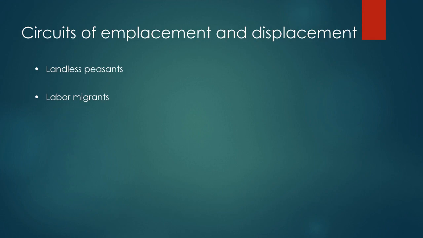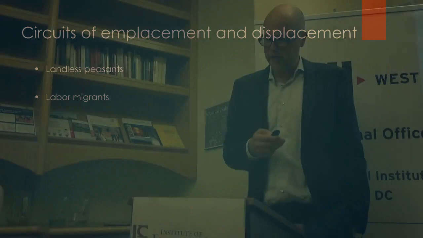Other examples, labor migrants, for example, in Florida. Many of the 2,000 victims of the 1928 hurricane were migrants from the Caribbean and other places who had just come to the Lake Okeechobee region to work as field laborers in the recently drained area.